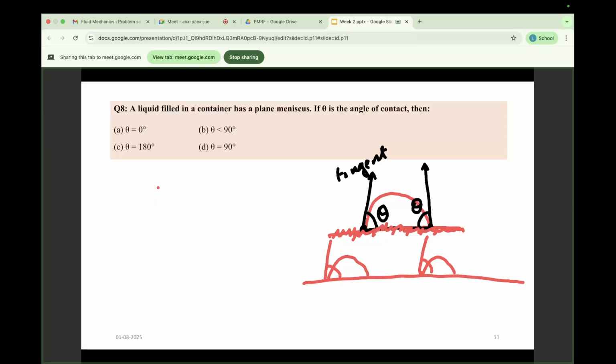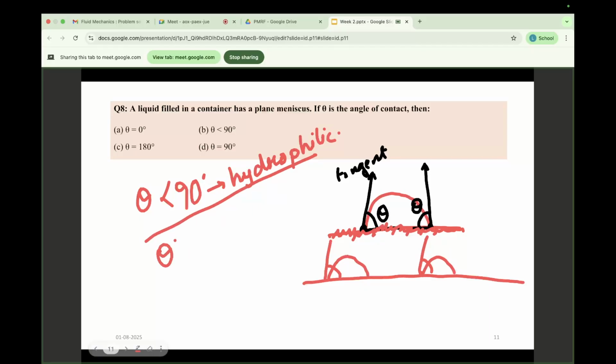So what is the importance of this? If this theta is less than 90 degrees, that means it is an acute angle, it represents that the surface is hydrophilic. That means this surface loves water droplets. And if it is greater than 90, then the surface is hydrophobic. That means it hates water. It hates the liquid droplet.